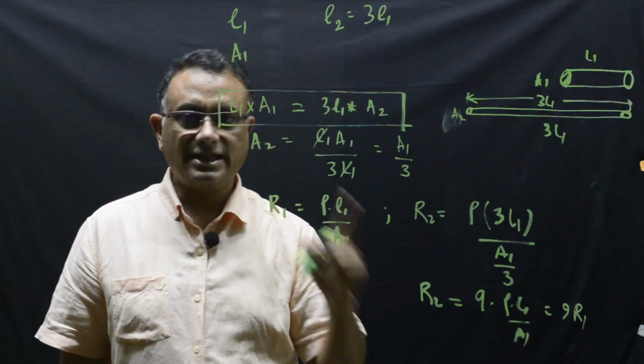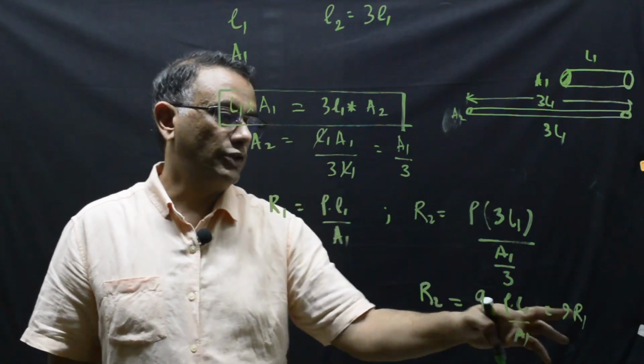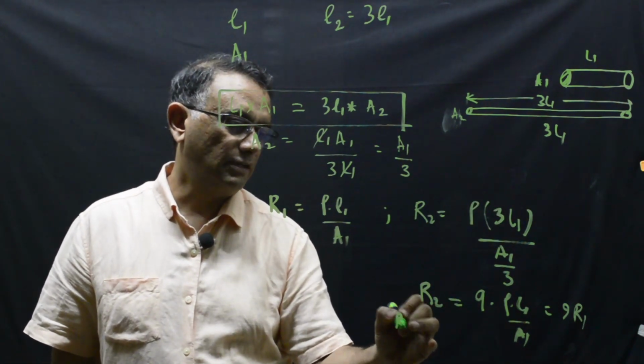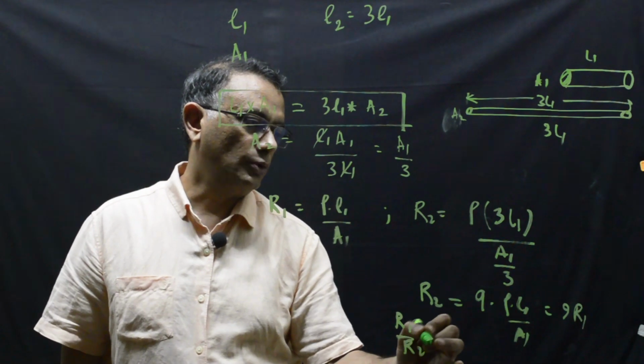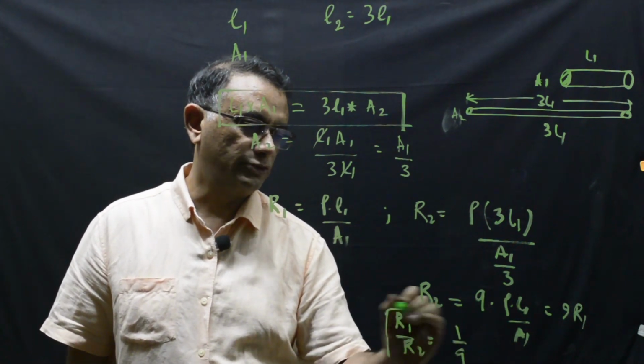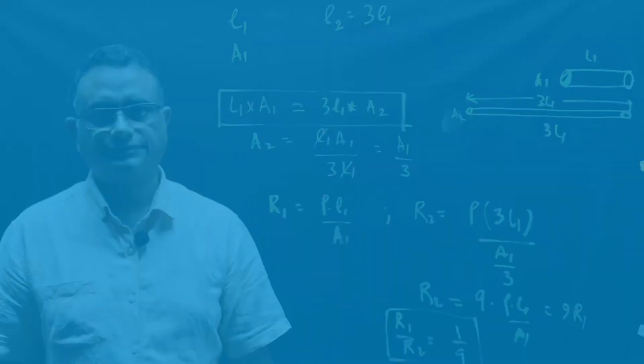So the resistance in the second case, once you finish the stretching, is going to increase 9-fold, right? Or you can say R1 divided by R2 is nothing but 1 by 9, or R2 by R1 is going to be 9. I hope you have followed this.